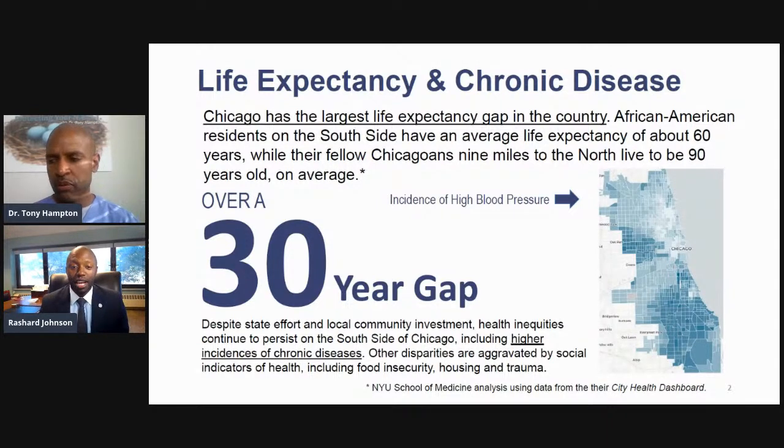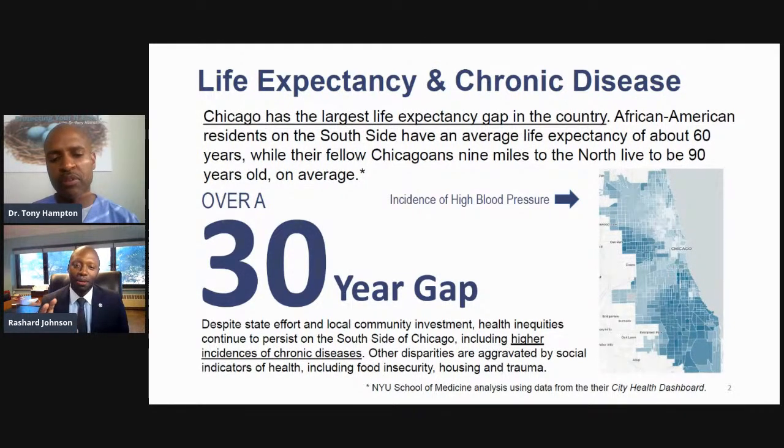In Chicago, we have the largest life expectancy gap in the country. And that's among African Americans on the South Side of Chicago. Our life expectancy gap is a 30-year gap. And when I heard that, I said, you've got to be kidding me. Meaning, if you're on the South Side of Chicago, you're expected to live about 59, 60 years old. And if you're just 9 miles north, then you're expected to live over 90 years of age.